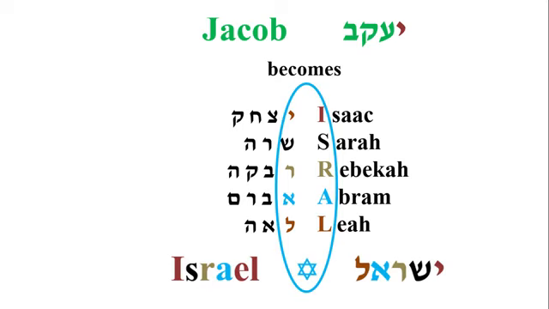Israel also means he is a prince of El. Yud is he, Sar is prince, and El is Elohim, God. Nice. Very nice. Okay, here's another one.